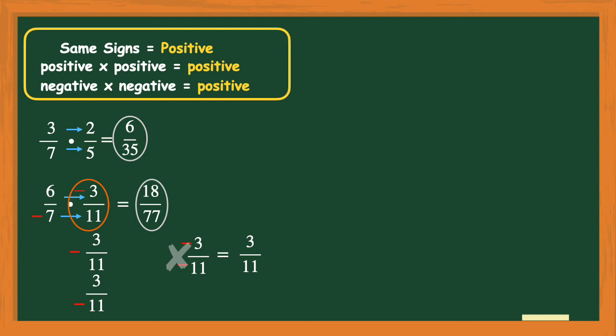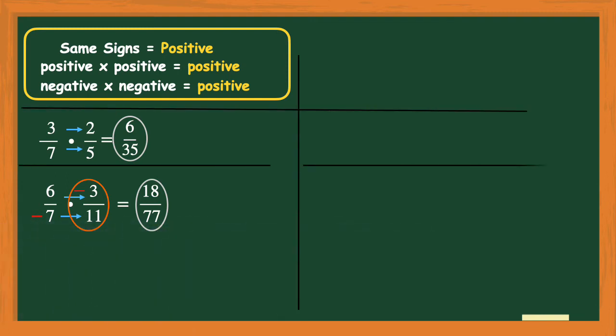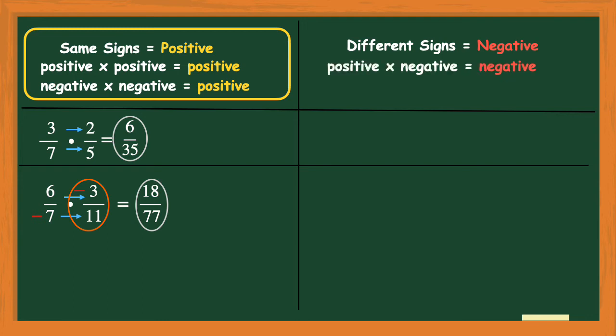Okay, so now let's take a look at some fractions that when we're multiplying them, they have different signs. So same signs will be positive, different signs will be negative. So let's start by multiplying a positive fraction to a negative fraction. So we have positive 4/5 being multiplied to negative 2/3. So I know that my answer is going to be negative.